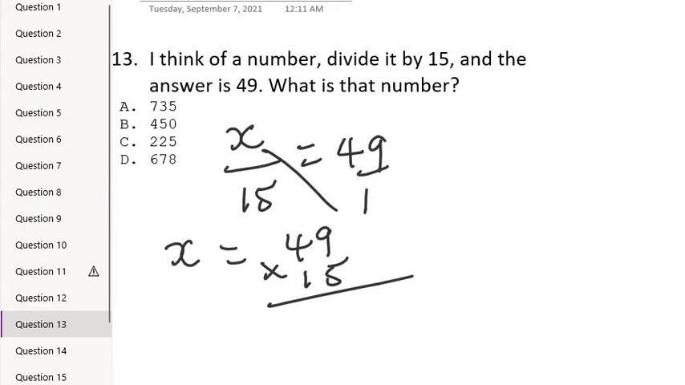5 times 9 is 45. 5 carry 4. 5 times 4 is 20 plus 4, 24. 1 times 9 is 9. 1 times 4. Oh, hold on, because of the space here, I'm going to take this again.